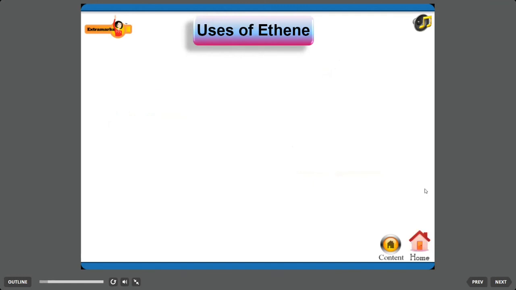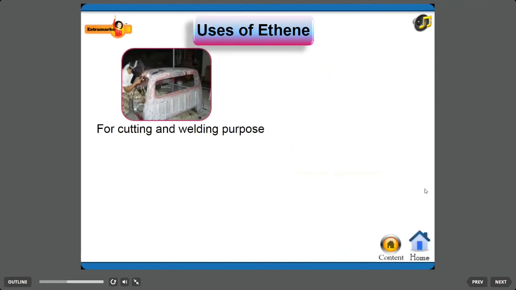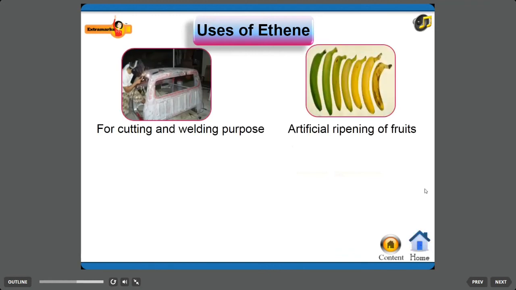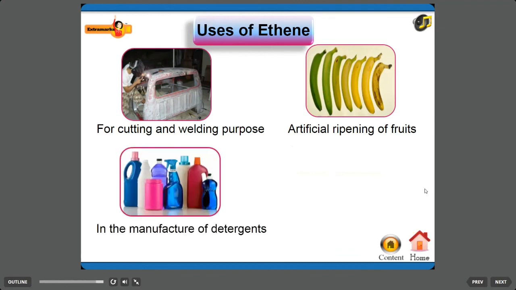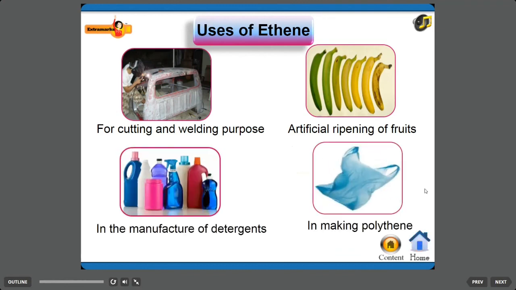Now, we will learn about some important uses of ethene. Ethene is used for cutting and welding purpose. It is used in artificial ripening of fruits. It is also used in the manufacture of detergents and in making polythene.